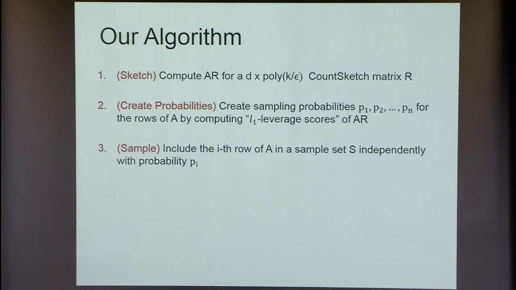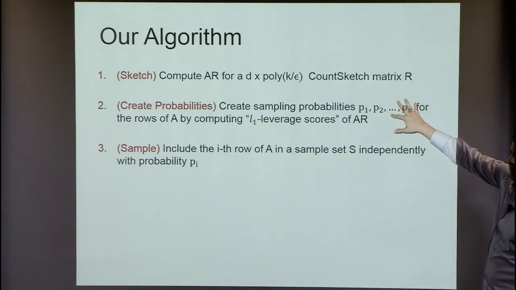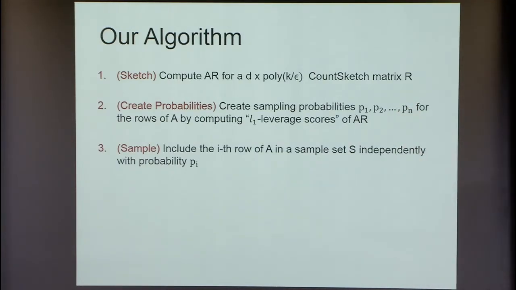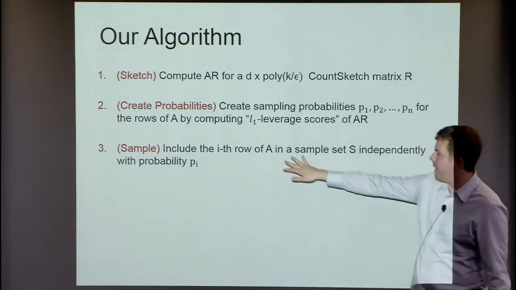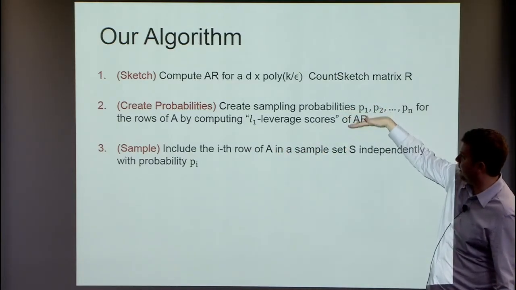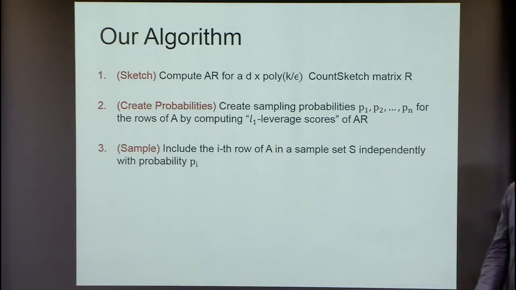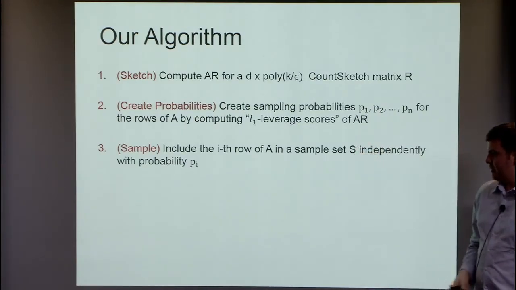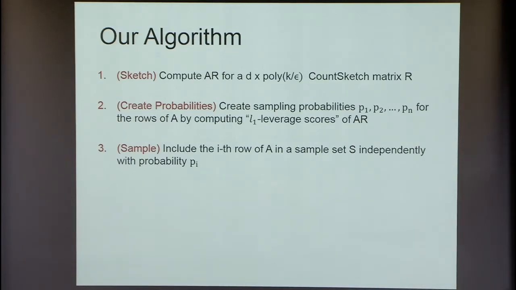And now what did we say the next step was? Once we have these probabilities, we can sample. So we sample the rows of A according to these probabilities that we found from A times R. And we get some sample set S, which was a very crude approximation, if you remember. All we said is it contains a poly k approximation in its span.